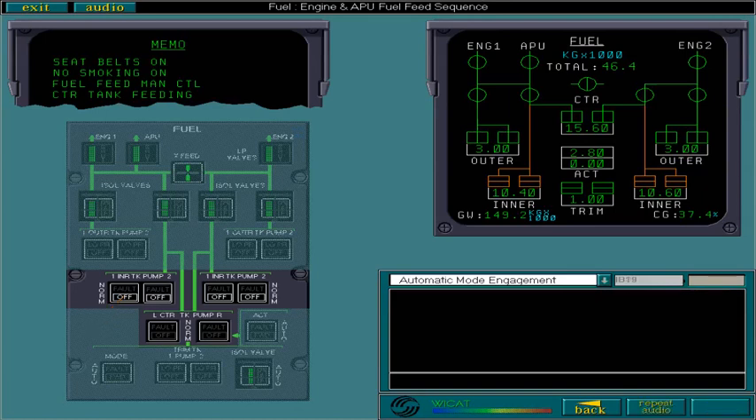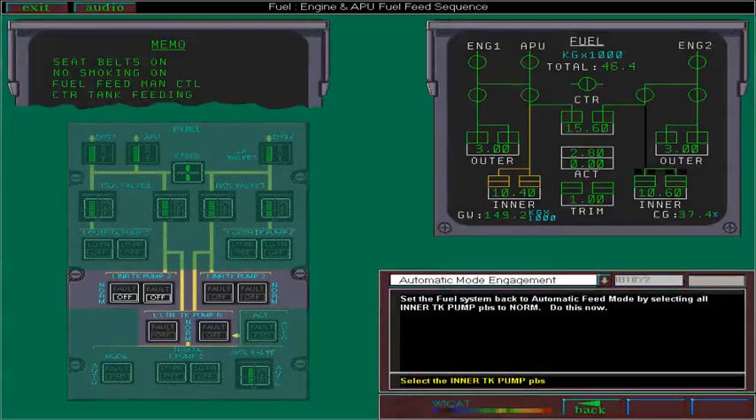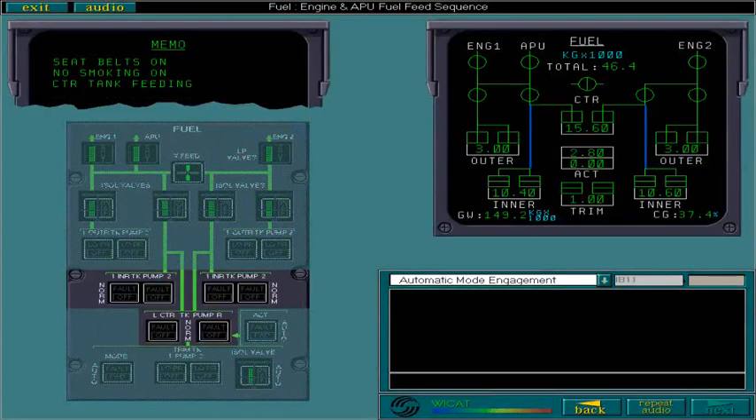Set the fuel system back to automatic feed mode by selecting all inner tank pump push buttons to normal. Do this now. The automatic feed mode is re-engaged and feeding off the centre tank.